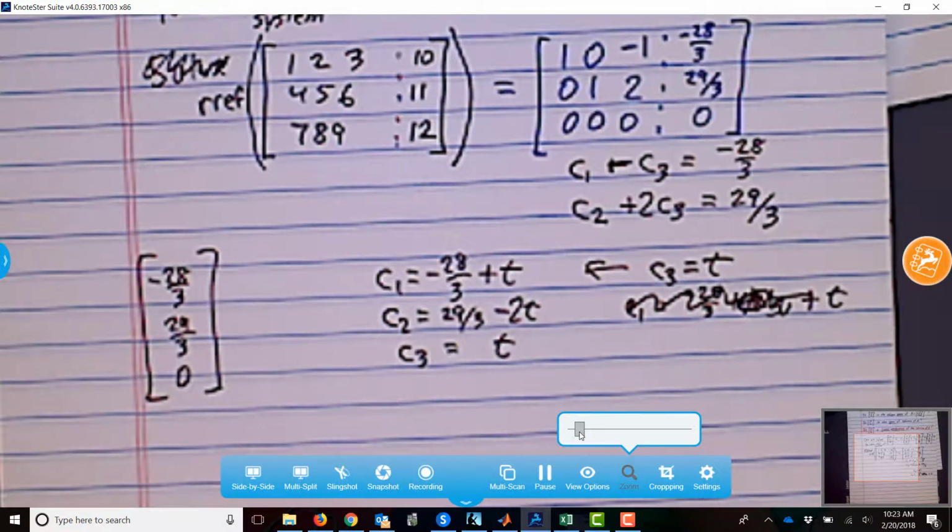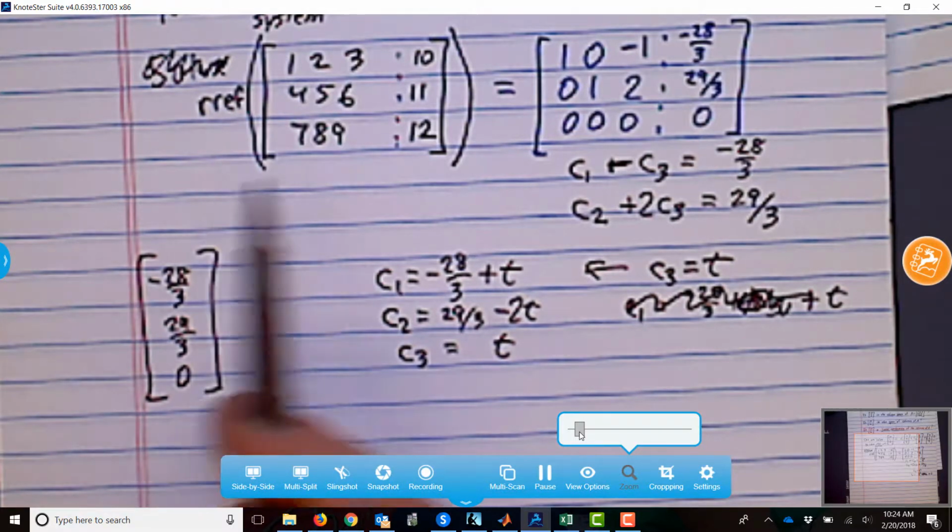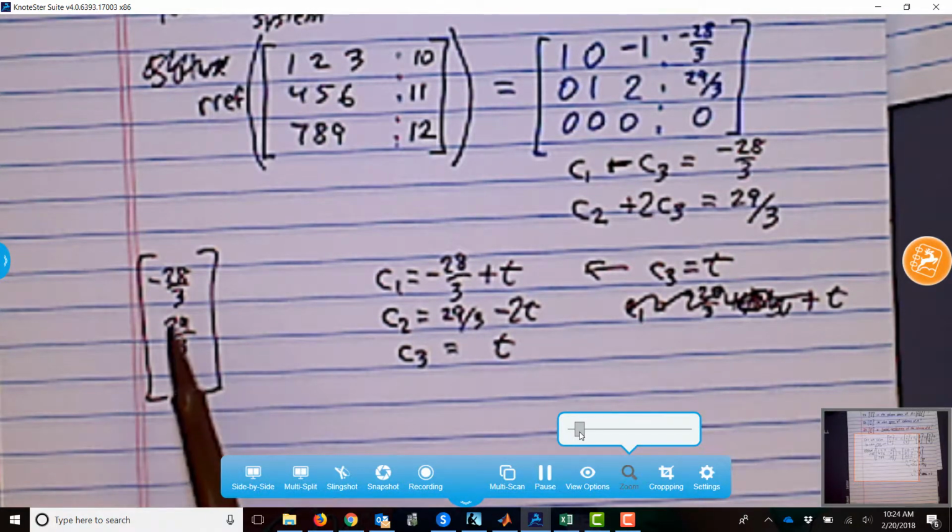So this shows that, yeah, it is in the column space, right? There's actually infinitely many ways to write 10, 11, 12 as a linear combination of these things. One way to do it is take -28 thirds of the first column and 29 thirds of the second column.